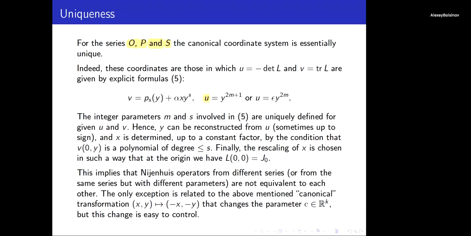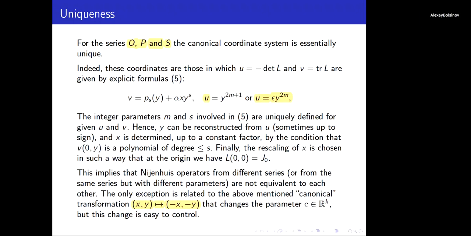This is the coordinate system x, y, in which u and v have this nice form. So this coordinate system is unique. I say essentially unique, because when u, for instance, equals y squared, y can be changed to minus y. And then x should also be changed to minus x in order for this form to be preserved. But this is a sort of minor point. So sometimes this coordinate system is defined modulo this transformation, x, y to minus x, minus y, and then the parameters of this series will be slightly changed, but this change is easy to control.